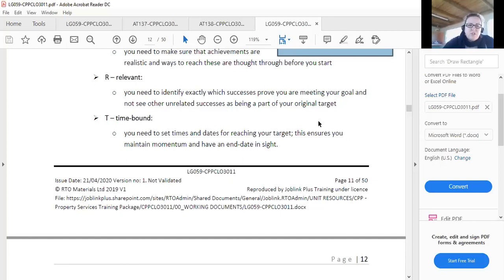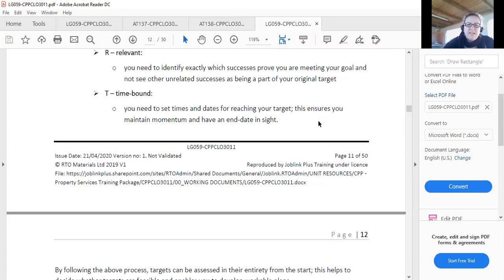And bound to time. So the last one's time. We need to set time and dates. That's why we sort of say in the course, you know, you need to have this done by this time, because it means that we're tracking along.